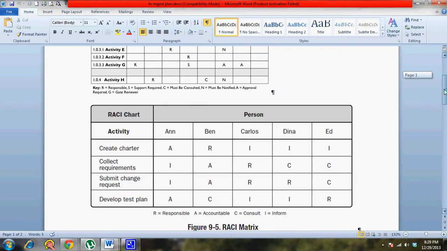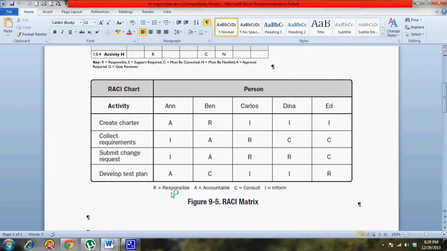Then there is the RACI chart. RACI stands for R means responsible, A means accountable, C means consult, I for inform. So you mark your resource and the activity, and what role they have, whether they are responsible, accountable, or they consult or inform. So this is also one type of responsibility assignment matrix.